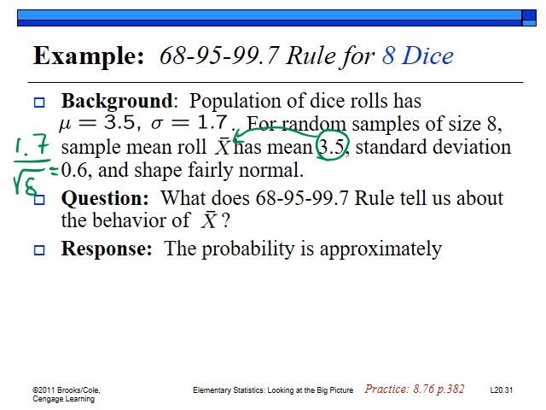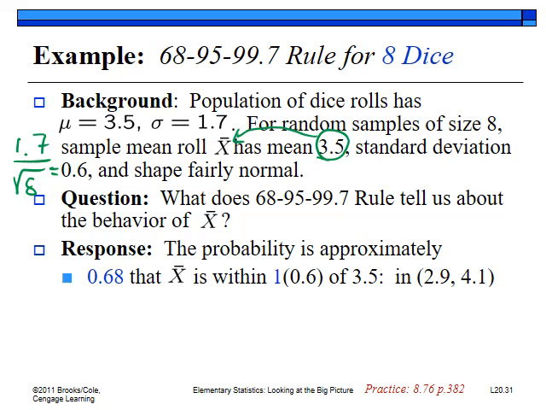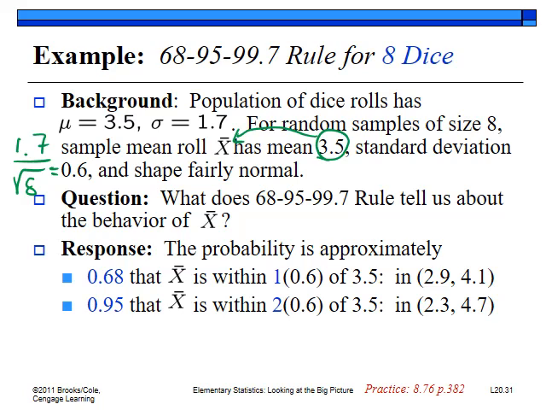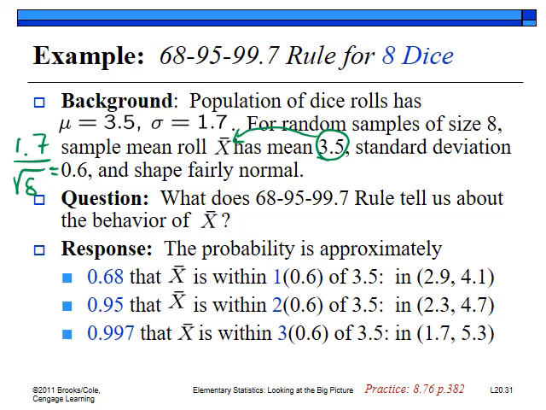So the rule tells us that there's a 68% chance that the sample mean is within 1 standard deviation for sample mean of 3.5. So going up and down by 0.6, we get the interval from 2.9 to 4.1. By going up and down 2 standard deviations, we get that there's a 95% chance that x bar is in the interval 2.3 to 4.7. And going up and down 1 more standard deviation from there tells me that it's a 99.7% chance that our sample mean is in the interval from 1.7 to 5.3.